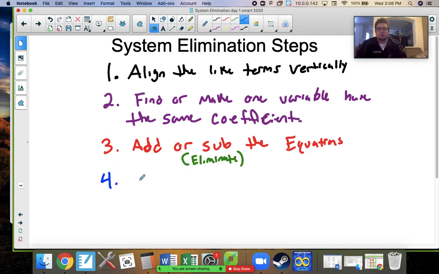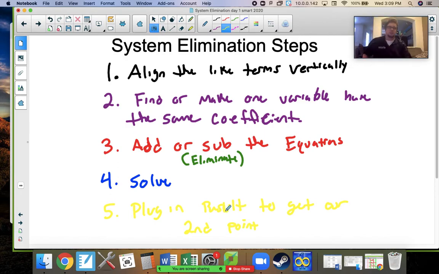Step number 4, you're going to solve the equation that happens. Bring us to our final step, number 5. We're going to plug in the result to get our second point. So by eliminating it, you're going to get x or y, and then you plug it in just like substitution to get your other value.